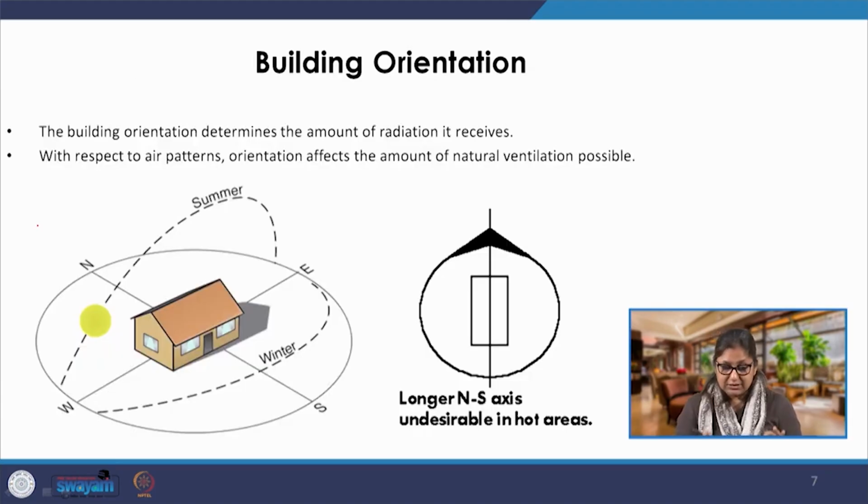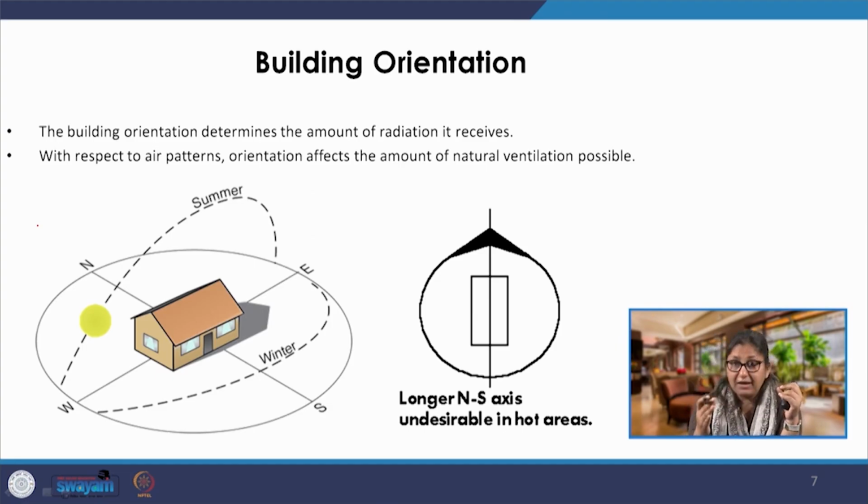Once we have decided that, we are talking about building orientation. So, we clearly understand that if we are talking about the warmer areas in the northern hemisphere, and we have a longer axis which is facing east and west, there we are actually looking at more heat ingress, more heat gain, because the altitude of the sun is lower in the mornings and evenings.